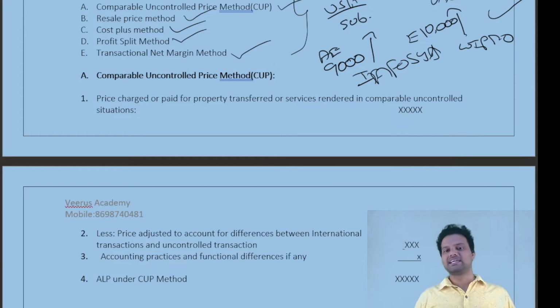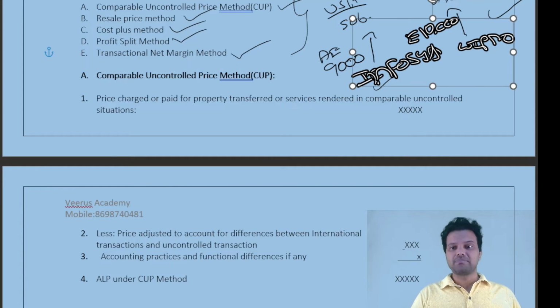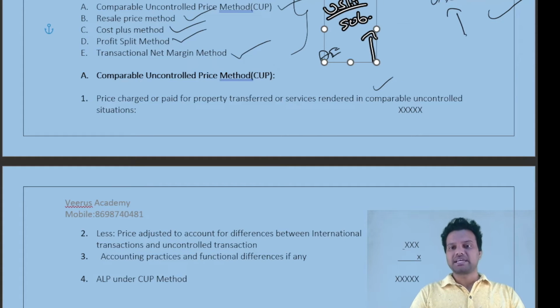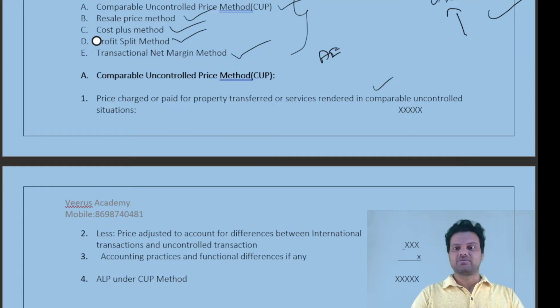This 1,000 he will add back to the Infosys income to arrive at a revised tax. So this is what it is: the transaction between the associated enterprises is compared with the uncontrolled transaction. That method is called the comparable uncontrolled price method. Now, the CUP method can be internal, can be external. What is internal? What is external?